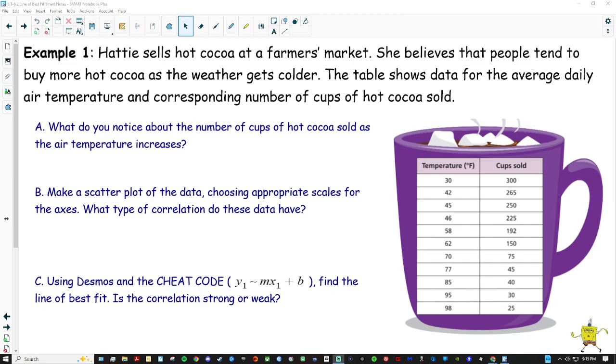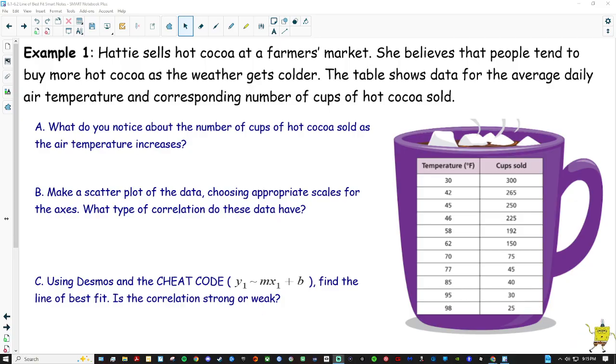Welcome to your first of many EdPuzzles that you will be completing the next couple of weeks. Take out your packet and let's start Example 1. Hattie sells hot cocoa at a farmer's market. She believes that people tend to buy more hot cocoa as the weather gets colder. The table shows the data for the average daily air temperature and corresponding number of cups of hot cocoa sold.